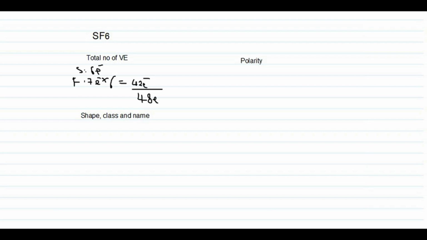Now, we need to draw the Lewis structure. Between S and fluorine, sulfur will become the central atom because sulfur is the more electropositive atom in the molecule, meanwhile fluorine is the most electronegative atom in the molecule, and hence will become the terminal atom. So let's draw that. We have S in the center, and then it is bonded with 6 fluorines.